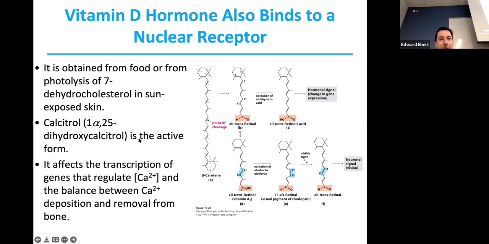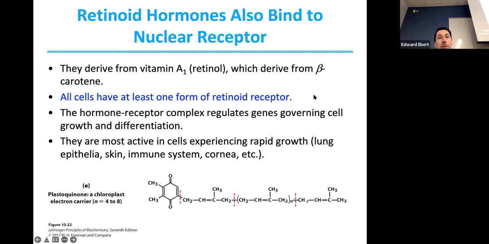So you see calcitriol in there. Calcitriol is the active form of our vitamin D hormone, and it affects transcription of genes that regulate calcium balance, and does some other stuff as well. But retinoid hormones will also go and bind to the nuclear receptor. We get them from vitamin A. So you notice this A, D, I don't think we talked about vitamin K, but E, all of our fat soluble vitamins are ones that seem to also have some hormone effects in here. All cells have at least one form of this retinoid receptor.